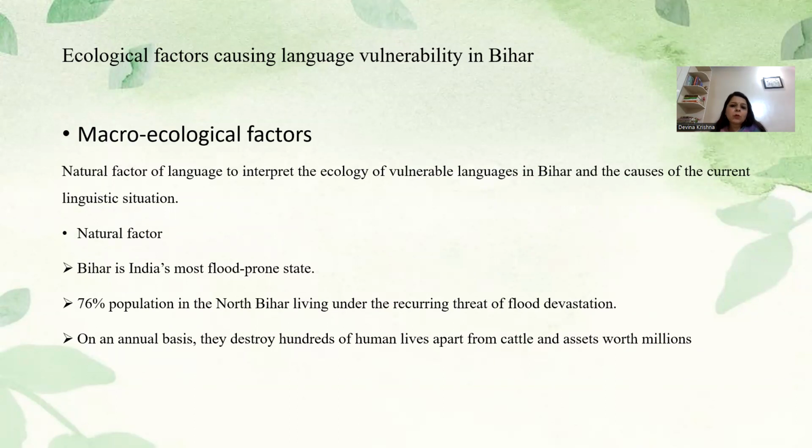Now, since I have focused on the issue of language vulnerability in Bihar, what are the ecological factors that are actually leading to language vulnerability in Bihar?